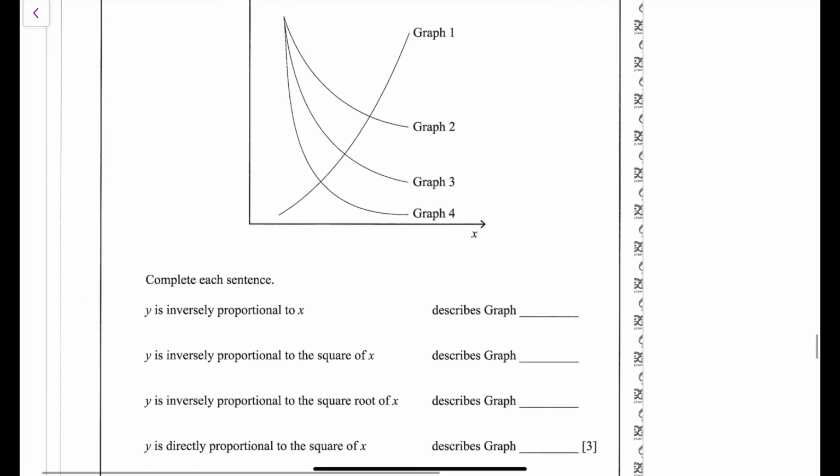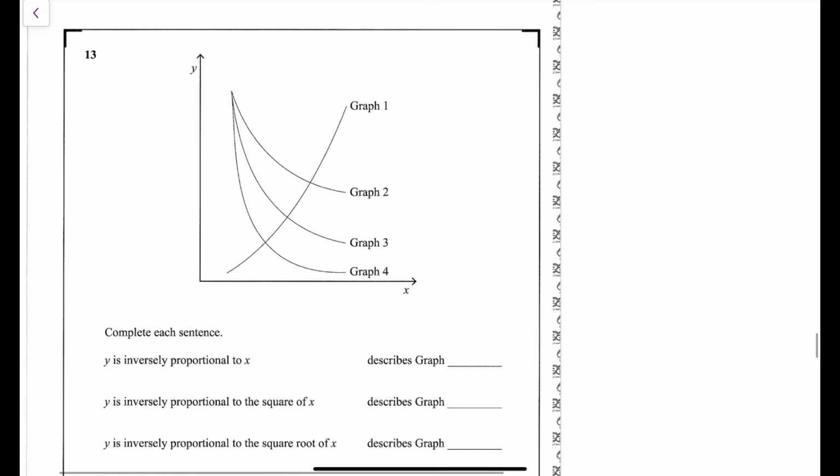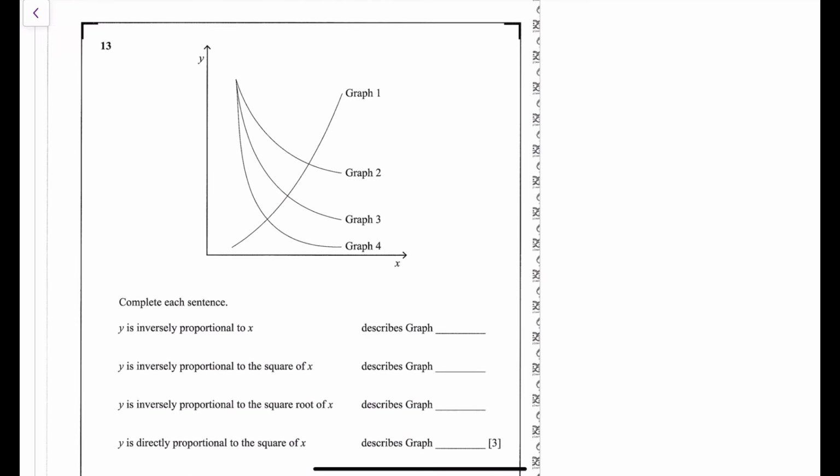And our last question on our first paper, our non-calculator paper, is this. You've got 3 graphs. Complete each sentence. It says y is inversely proportional to x. Okay, right. That's how we look at the general inversely proportional graph. That's what it looks like.